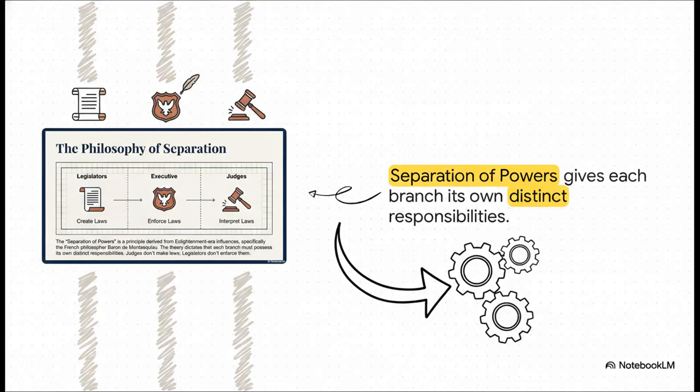The first big idea is called separation of powers. The founders got this from a philosopher named Montesquieu, and it's pretty simple, really. Each branch gets its own distinct job. Congress makes the laws, the president enforces them, and the courts interpret them. Everybody stays in their own lane.